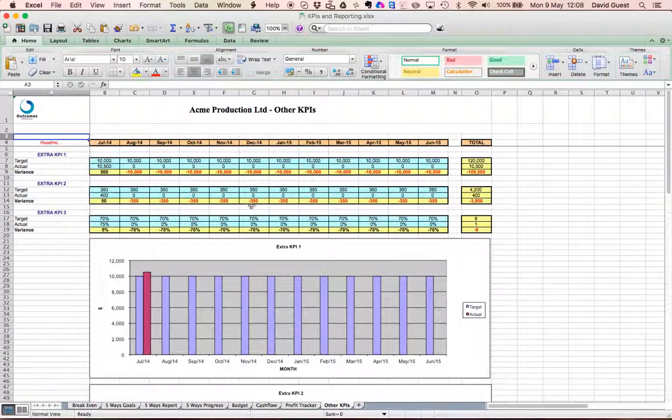There's also a little tab here, which is other KPIs, and this can be used to do things like measuring target billable hours. But really all it is, is a way of having a target and an actual, having a variance and converting it into a graph. So that's just a little bit of extra space so that you can put some other KPIs in here. So that's the KPI spreadsheet.